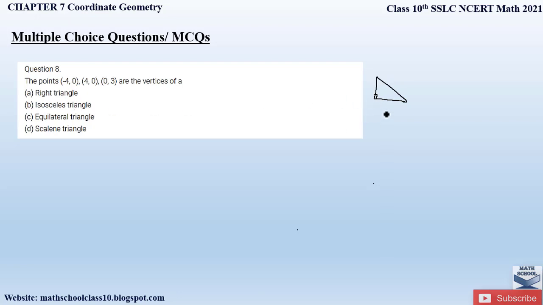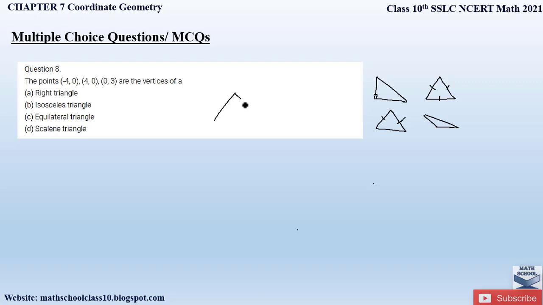In case of an isosceles triangle, we know two sides will be equal. In the case of an isosceles triangle, two sides of the triangle will be equal, and in case of an equilateral triangle, the length of all the 3 sides will be equal. And the fourth option is scalene triangle. In case of scalene triangle, all the 3 sides are unequal. These are the properties of these triangles. So by using these points or the vertices, let us find out which triangle it is, right?